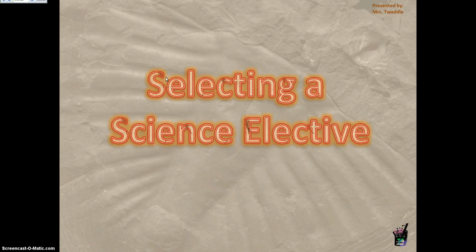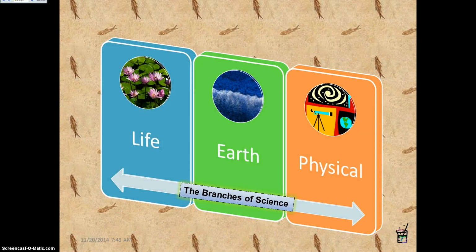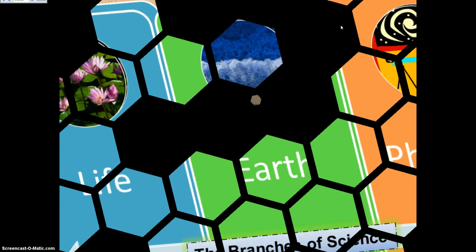Hi, I'm here with Mr. Johnson today, and we're going to be talking about selecting a science elective, and we appreciate you coming. And the reason we think this is important is because we want you to be on track as you graduate high school. So there are branches of science that we offer here at the high school. We have life science, earth science, and physical science, and these branches are at different levels so that as you move from freshman to sophomore, sophomore to junior, junior to senior, you will be taking a different level of a science class.